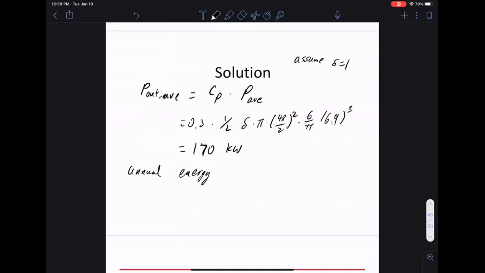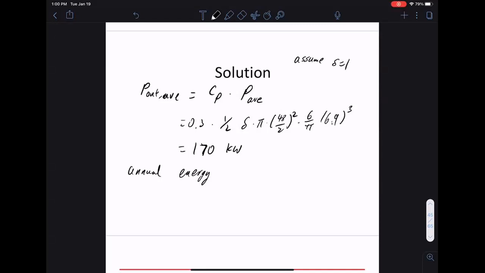Now how do I compute energy? I've got power, right? So this is, on average, the output power of the turbine. Now how do I compute how much energy this thing is generating? Any ideas? Is it just the average power times the number of seconds in a year? Right, so you can multiply by seconds.